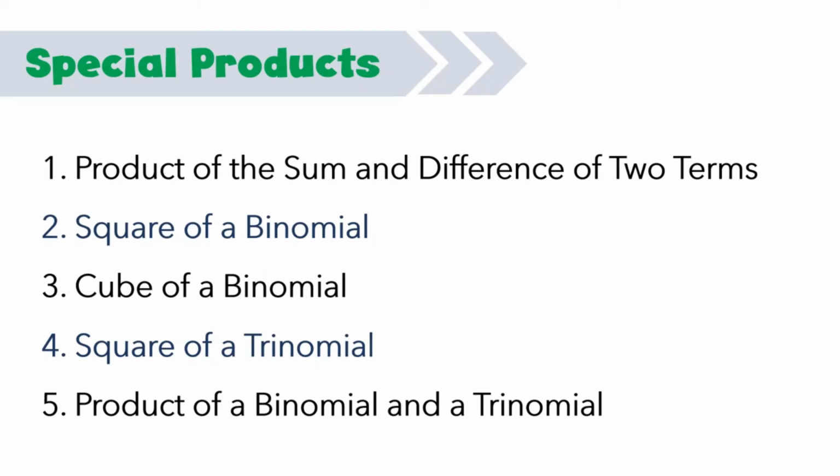Special products are simply special cases of multiplying certain types of binomials together. We'll be discussing these 5 special products: product of the sum and difference of two terms, square of a binomial, cube of a binomial, square of a trinomial, and product of a binomial and a trinomial.